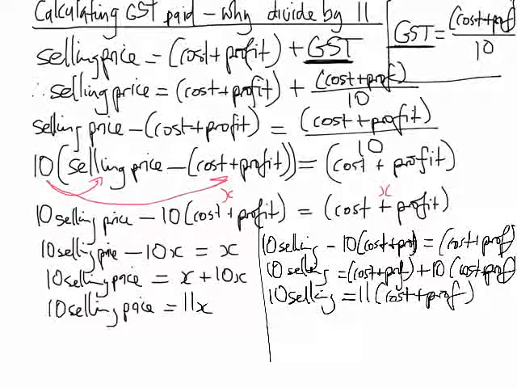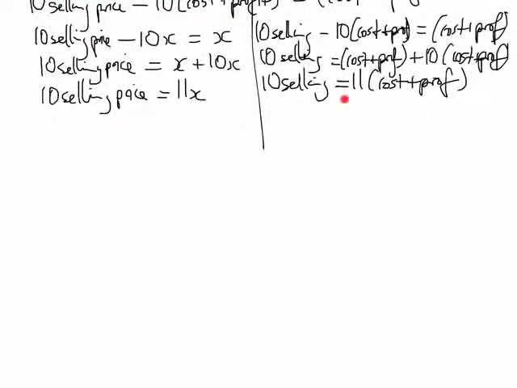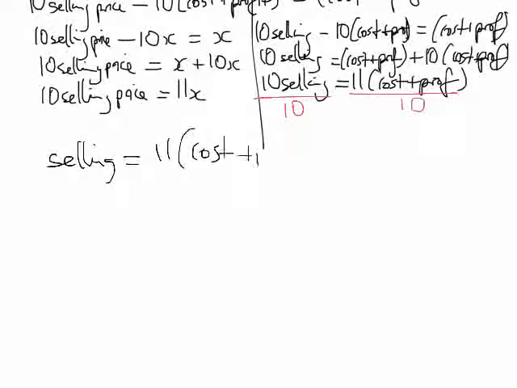Alright. And then what do we have here? I want to get selling by itself. Selling is being multiplied by 10. Let me shift that down. Selling is being multiplied by 10. What is the opposite of multiplying something by 10? It's dividing by 10. So we divide both sides by 10. And so you would have selling equals 11 cost plus profit all over 10.